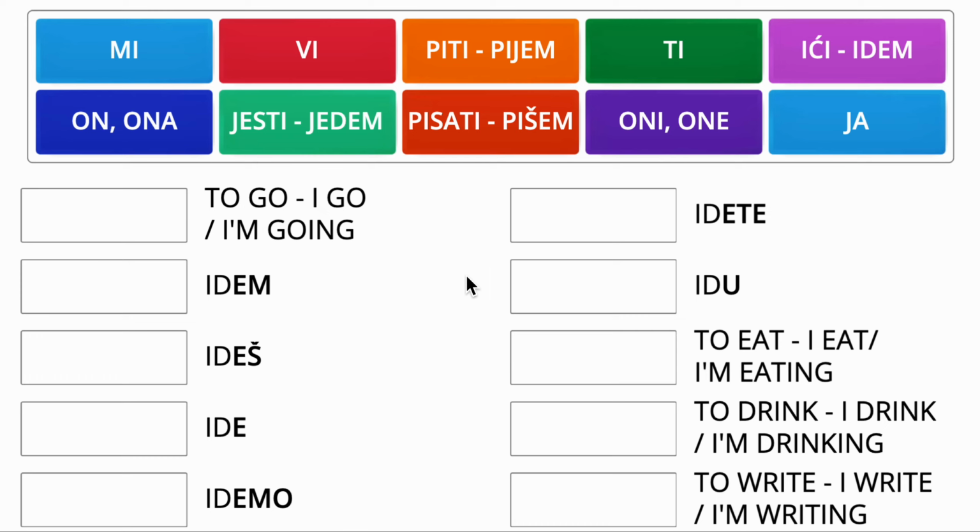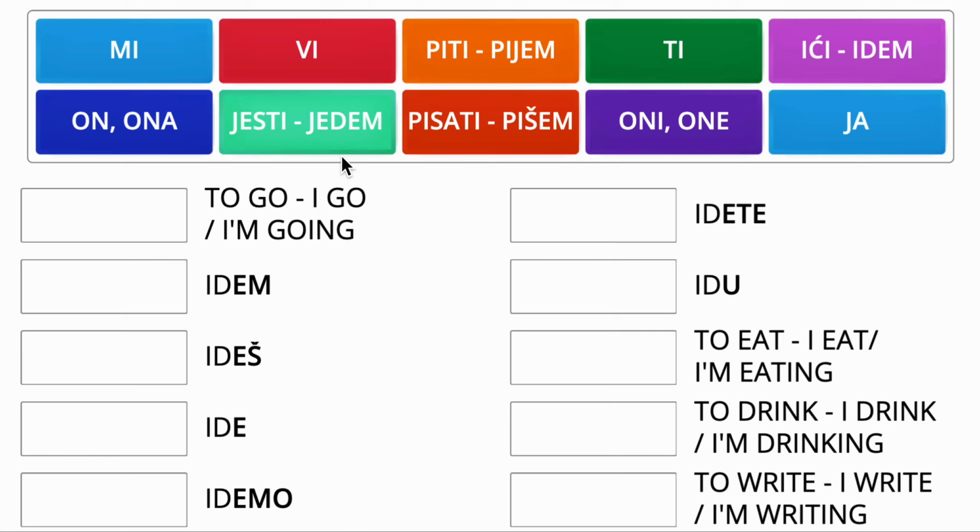They're difficult because something is changing in the first part of the verb. Something is changing in the base of the verb. So for example, if we take the verb jesti, to eat, you can see that we also dropped s here and suddenly we have d.